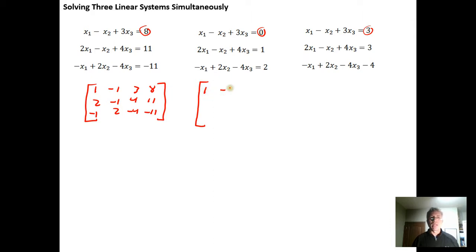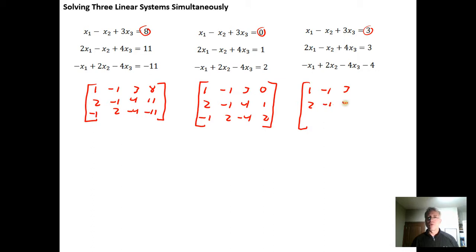So you're going to get 1, -1, 3, 2, -1, 4, -1, 2, -4, and only the constant terms are different: 0, 1, 2. And it would be the same for this system of three equations and three unknowns. The coefficient matrix is the same, 2, -1, 4, -1, 2, -4, augmented with 3, 3, -4.